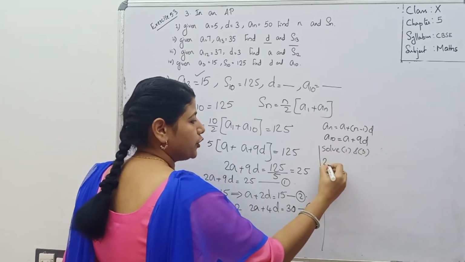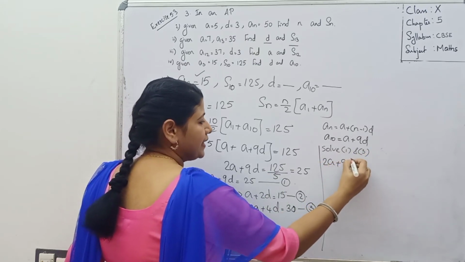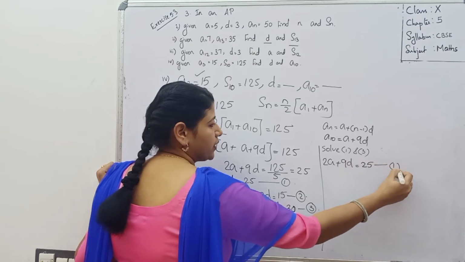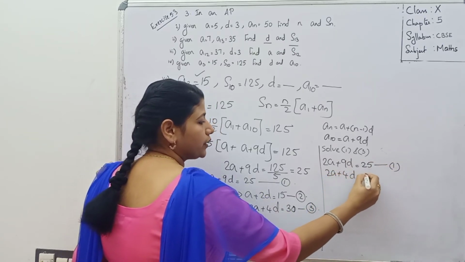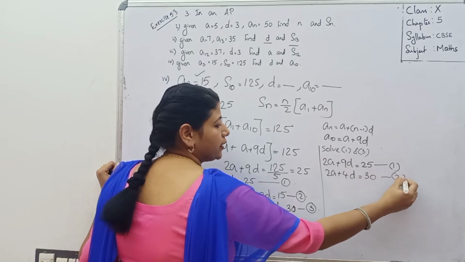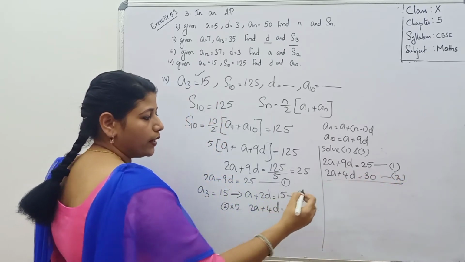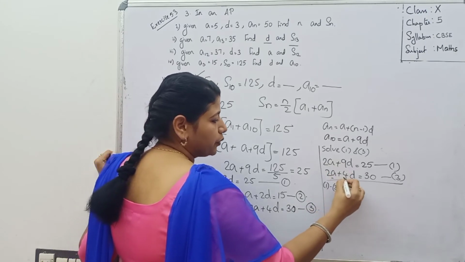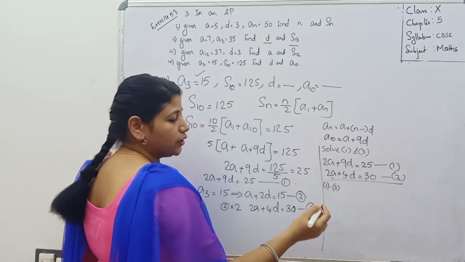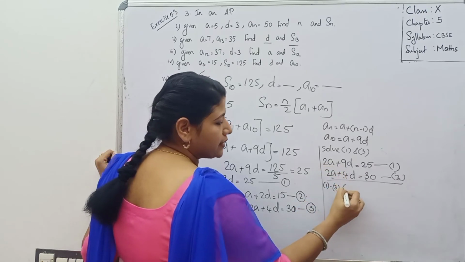First equation is 2A plus 9d equal to 25. This is the first equation. And 2A plus 4d equal to 30 is the third equation. We can subtract 1 minus 3. You can do it like this. For that I am going to change all the signs of the third equation. 2A minus 2A is 0.